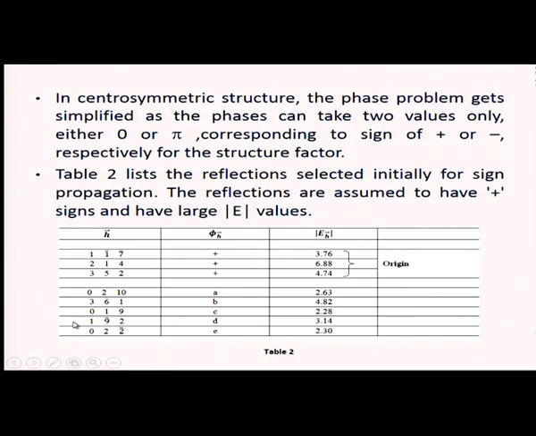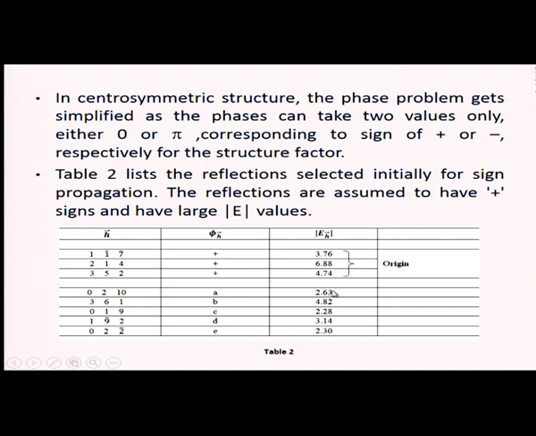Next, we are going to have a separate lecture series on how to choose origin defining reflections and how to assign algebraic signs or phases. So, this is a separate topic. Now, let us see table 2. Already we have seen that in centrosymmetric cases the phase problem is simpler: phases can have only 2 choices, 0 or pi, and accordingly the sign of the reflection will be either plus or minus. Now, table 2 lists the reflections selected for hand propagation.